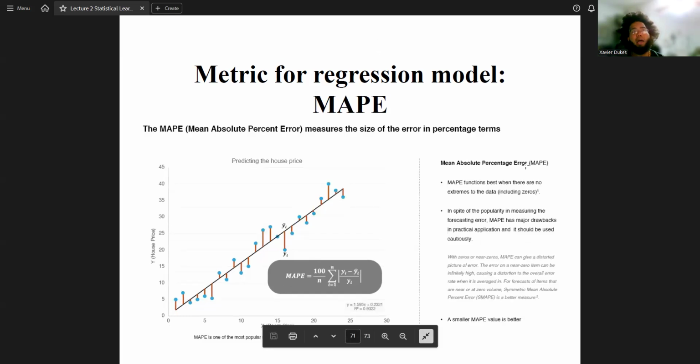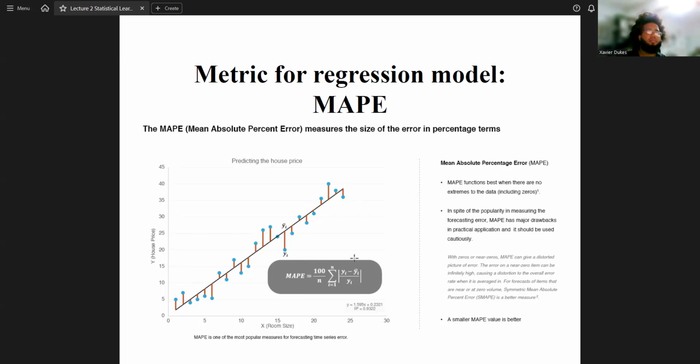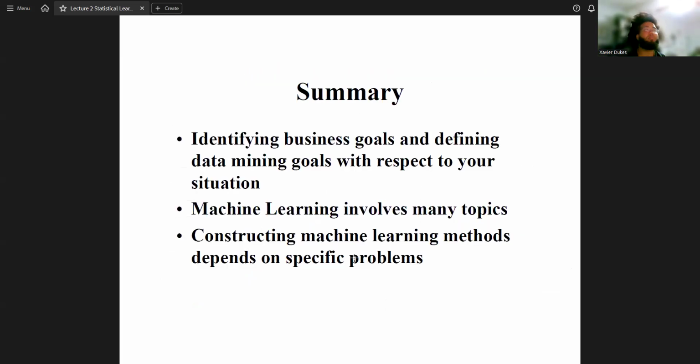And then you have mean absolute percentage error. It measures the size of the error in terms of a percentage. This is best when there are no extremes in the data, including zeros. In spite of its popularity in measuring forecast error, the mean absolute percentage error has major drawbacks in practical application, and it should be used cautiously. It can give a distorted picture of the error. The error on a non-zero item can be infinitely high, causing a distortion of the overall error rate. So of course, this could be a problem.